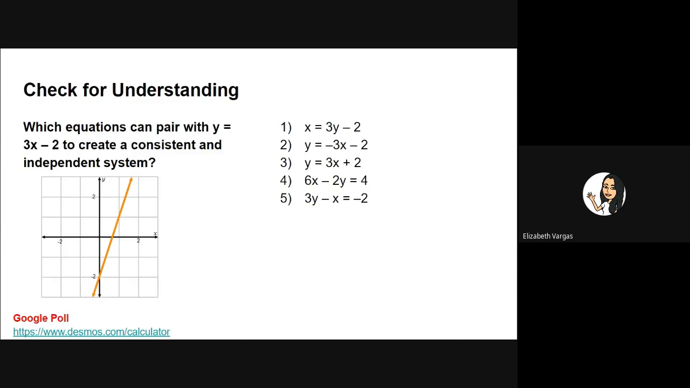And then here you need to look at the answer choices. Is the answer choice 1 and 2, 2 and 3, 1, 2, and 5, or all of the solutions? In relation to this equation, which equation or which equations would create a consistent and independent solution? Meaning lines intersect at one point, exactly one solution.